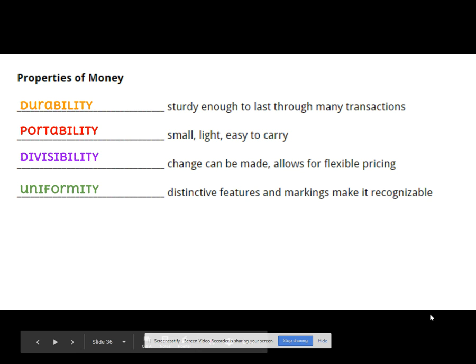And it has to be uniform. People have to be able to recognize it. They have to know that's a dollar bill or that's a $20 bill. And that's why they take so many measures to make sure that money isn't counterfeited. And by the way, the $20 bill is the most counterfeited bill because most people don't give a $20 bill a second look, and no one's going to spend time counterfeiting a dollar. So those were the properties of money.